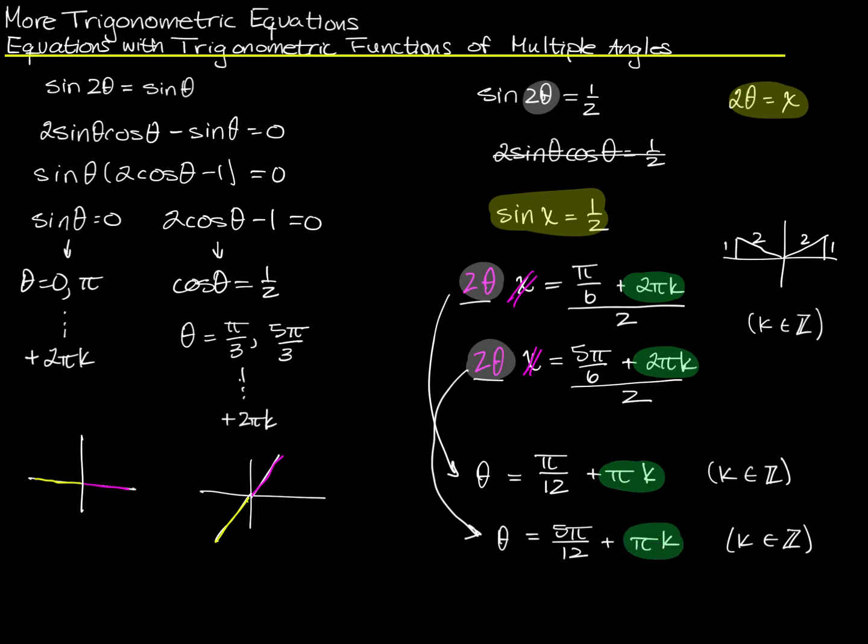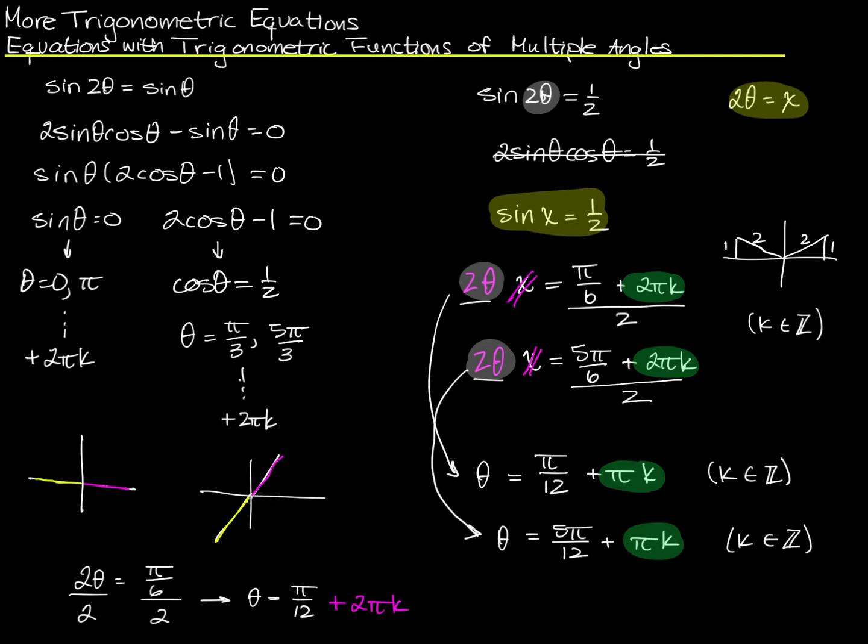What a lot of students will do is they'll find their two primary solutions. They'll say 2 theta equals pi over 6. Then they'll divide both sides by 2. That gives you theta equals pi over 12. And then they add, I'm going to do this in the closest thing I have to red because it's incorrect, plus 2 pi k, where k is an integer. The reason this is wrong is that it only captures every other solution, right?